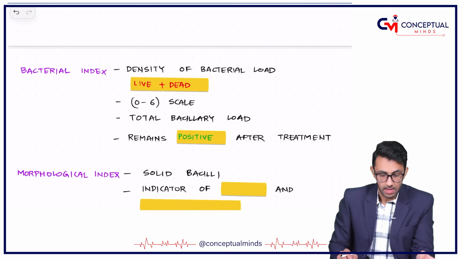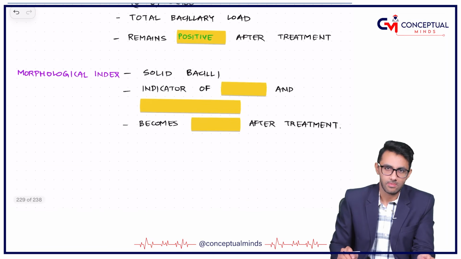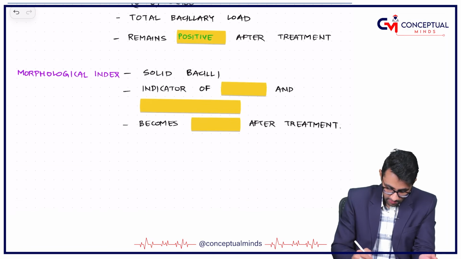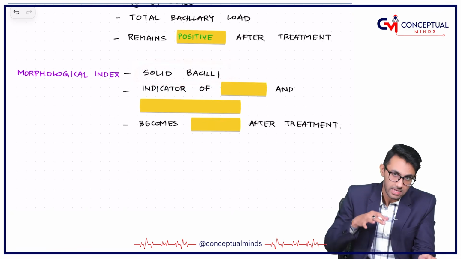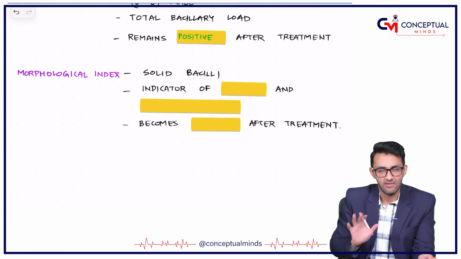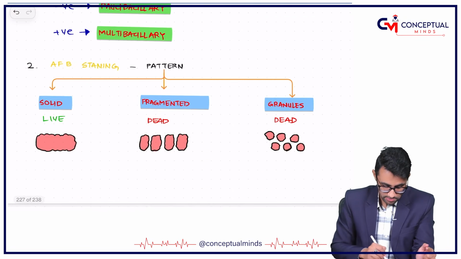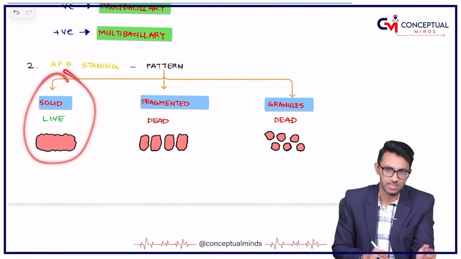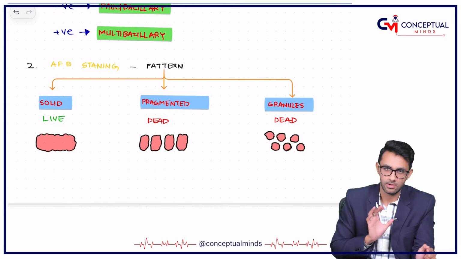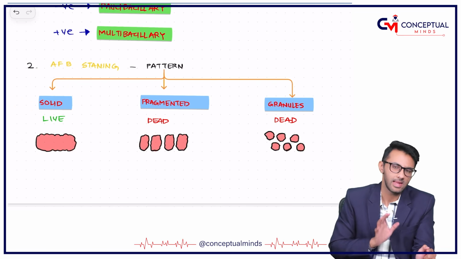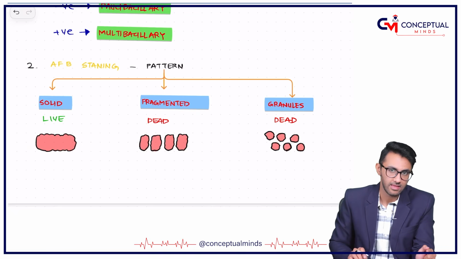Coming up next is the morphological index. What do you think it is going to be? Tell me. Morphological index, if I tell you that we only include the solid bacilli, so what am I interested in right now? I filtered out the dead ones, because solid form is the live form. Now do you understand the acid-fast bacilli staining we did? If I say solid, it means it is live. And if it is live, this is the one I am concerned about in the morphological index.